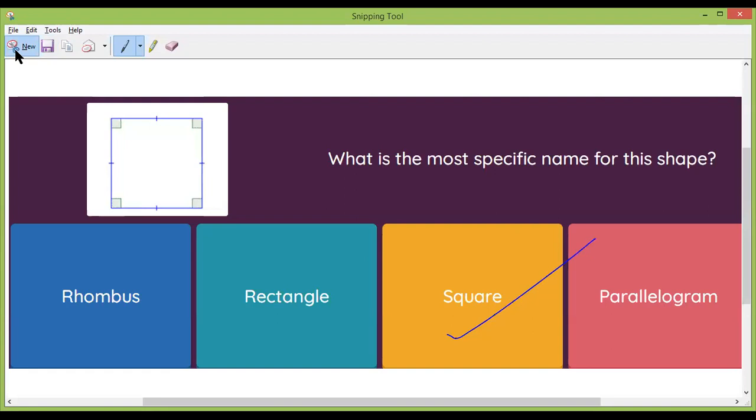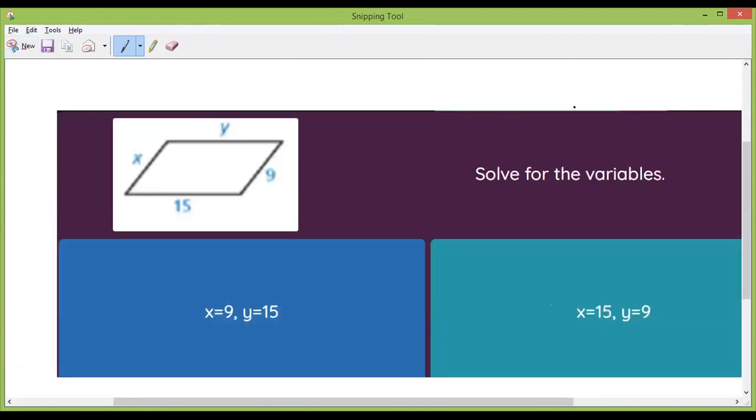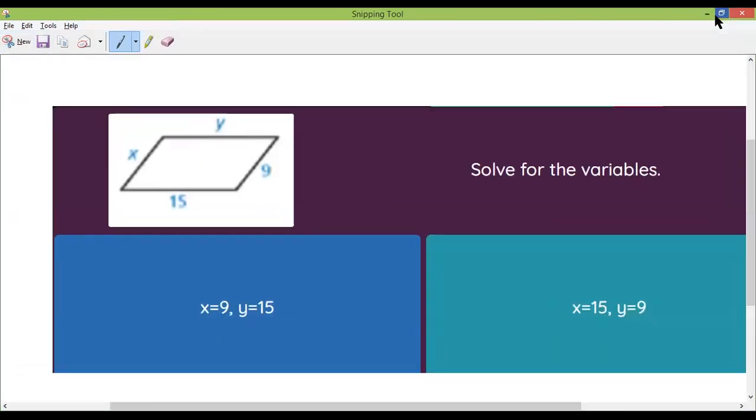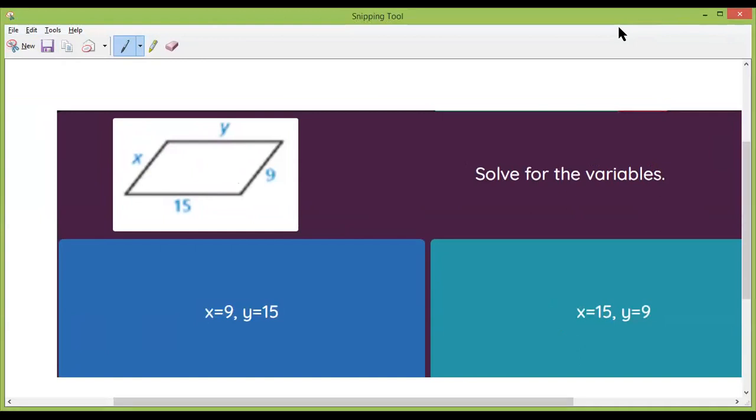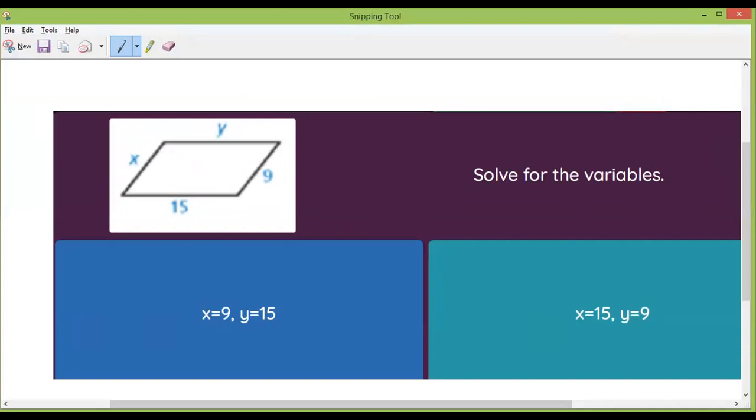Let's look at the next one. It says we have to solve for the variables. I hope everybody is able to see my screen. I'm not sure though. Yeah. So just check. We are asked to find x and y. So we know that opposite sides of a parallelogram are equal. So if this is 9, this also will be 9. So x is 9 and y is 15. That's this choice.